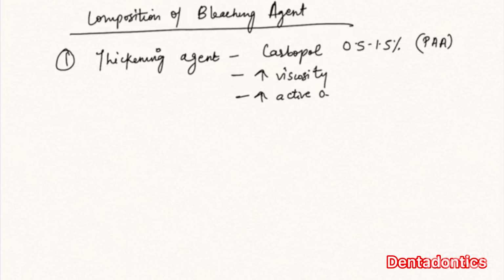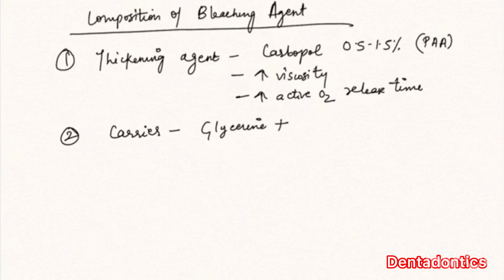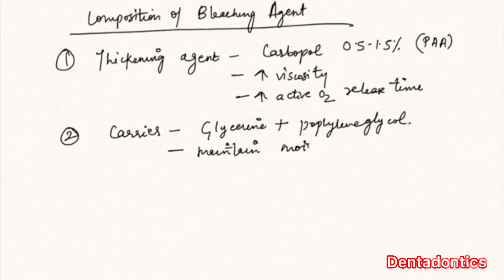Then the next composition is the carrier. In the carrier, we use glycerin or propylene glycol, which mainly maintain the moisture of the bleaching agent. Then third is the surfactant. Surfactant increases the wetting surface, which helps in the diffusion of the bleaching agent into the tooth surface.